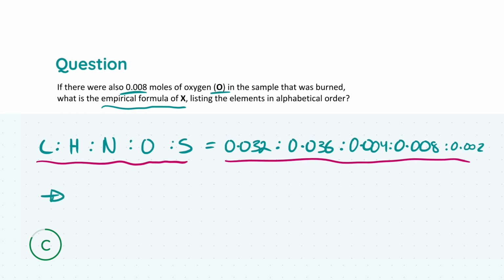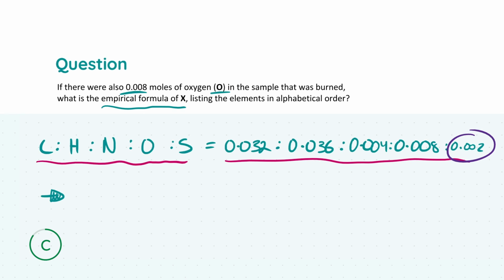format. In order to find our empirical formula, we need to divide all of these by the smallest number of moles. And in this case, the smallest number of moles here is going to be 0.002. And by dividing everything here by 0.002, it's going to convert all of these very small numbers of moles, this ratio, into a whole number ratio. It's going to make life a lot easier to work with.